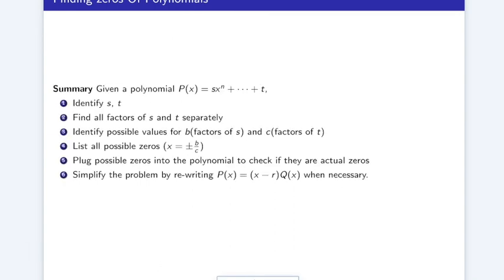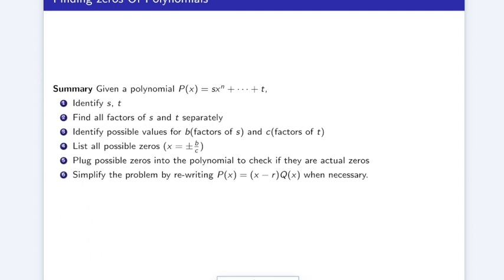So in summary, if we are given a polynomial p of x, how do we find zeros of this polynomial? First things first, we need to identify what is s and what is t. And then we find all the factors of s and t separately. So what numbers divide s and what numbers divide t. And then we identify all possible values for b, which are factors of s, and c, which are factors of t, the constant term. And then we list all possible zeros, which are in the form of b over c.